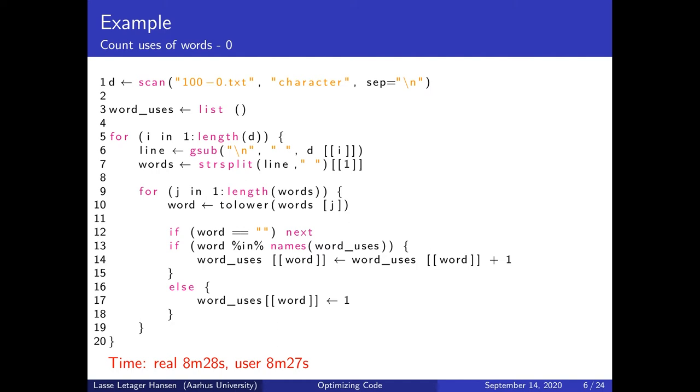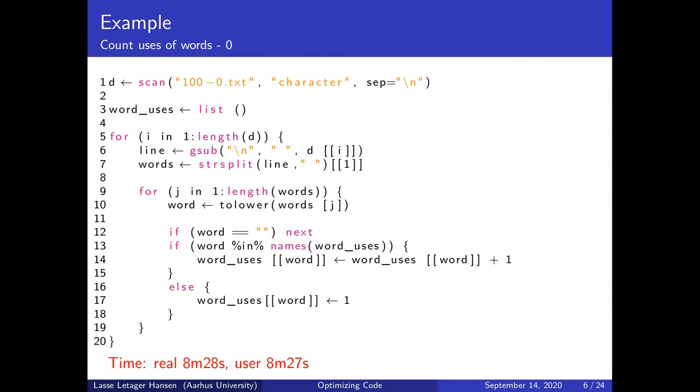So here's some code, and what it does is, in the first line, we read a file, and then in line 3, we make a list of all the word uses, and then we go through the file and check each line. In each line, we check each word, and then in line 9, for each word, we convert it to lowercase, and then we check whether it's empty, and if it's not empty, we check whether it's in the list, and if it's in the list, we increment the counter for that word. Otherwise, we make a new instance in the list and set that value to one.